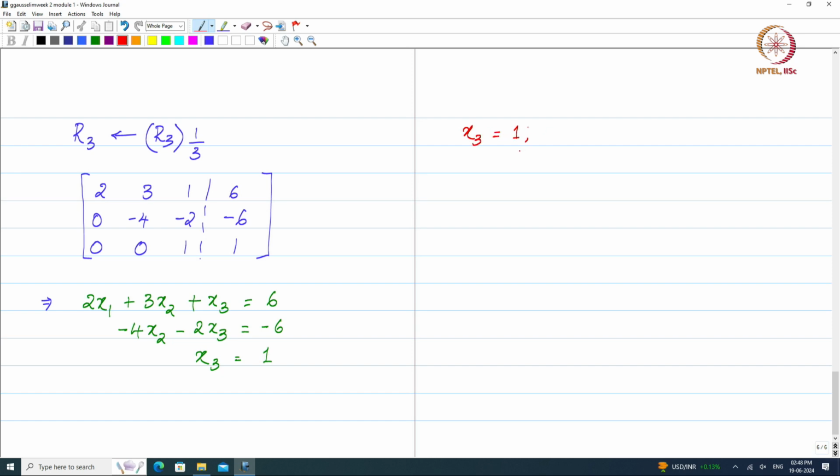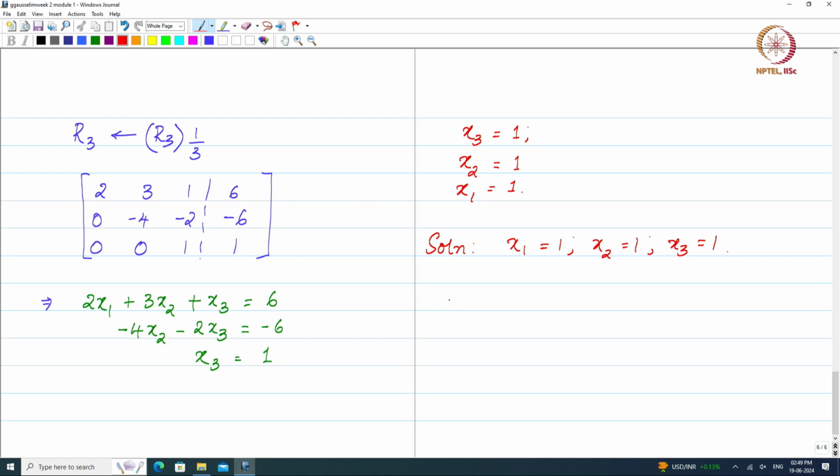From the two equations, when you solve minus 4x2 minus 2x3 is equal to minus 6, it will result in 2x2 plus x3 is equal to 3, and therefore x2 will become 1. Then from 2x1 plus 3x2 plus x3 is equal to 6, finally x1 becomes 1. The solution is x1 is equal to 1, x2 is equal to 1, x3 is equal to 1.